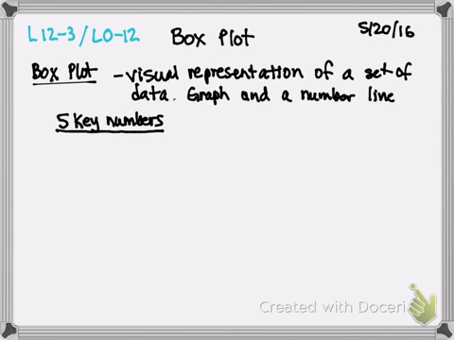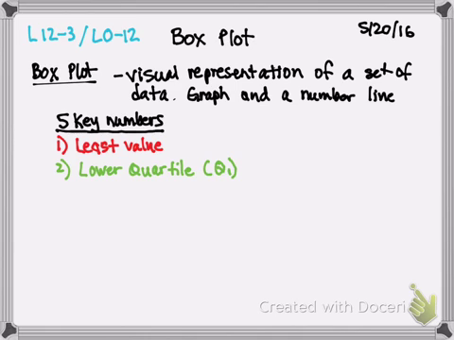So I'm going to list them as I would put them into my box plot. First, there is the least value. That's the first thing that you see on any box plot. Next, you have something called a lower quartile. I'm going to abbreviate it LQ because that's what I'm used to, but I think the new abbreviation is Q1, okay, for the first quartile that shows up.